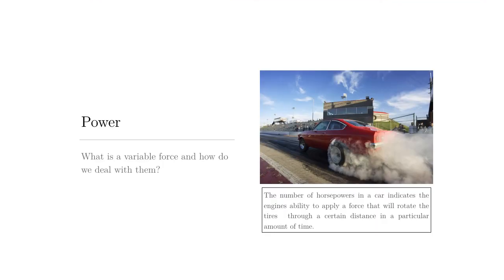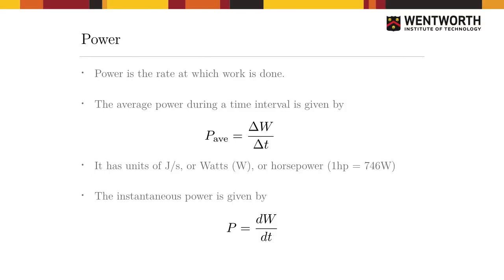I want to finish the lecture with a quick note about a quantity called power. We've seen how to compute work, but what if work is actually changing over time? The rate at which work is done on an object is what we define as power. The average power during a particular time interval, delta t, is simply the change in work over the change in time. Power is measured in units of joules per second, which we define as a new unit, watts. For comparison, 1 horsepower is equal to 746 watts.